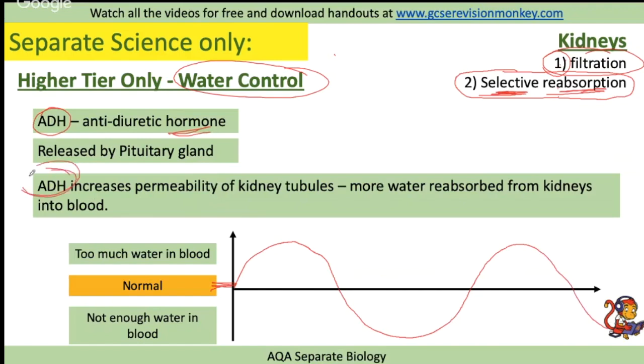So the ADH, this hormone, increases the permeability of the kidney tubules. And what this means is that more water is reabsorbed from the kidneys back into the blood. So it controls this selective reabsorption process. So if your water levels are getting too low, you're going to release the ADH, and that's going to increase your water levels in the blood. And if they're getting too high, you then want to inhibit the ADH to bring the levels of water back down again.